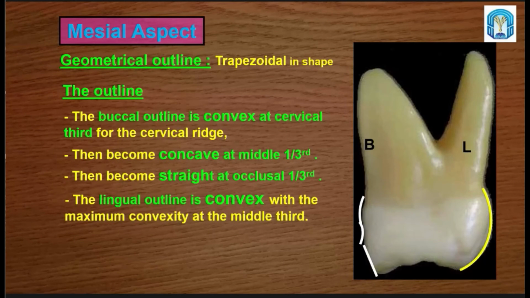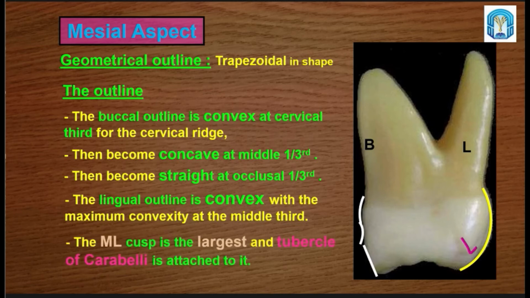The lingual side is gradually convex, with the maximum convexity at the middle third. The lingual outline is convex with maximum convexity at the middle third. The mesiolingual cusp is the largest cusp and the tubercle of Carabelli is attached to it. If you have a sample or model, inshallah, in the class we will show you this tubercle of Carabelli.